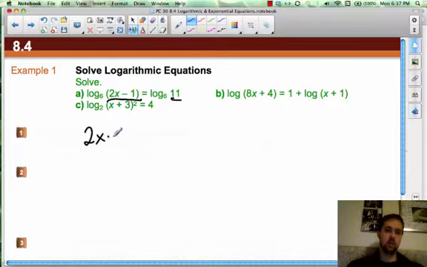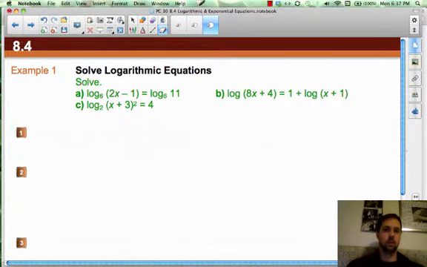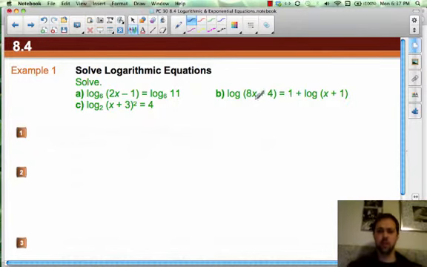2x minus 1 must be equivalent to 11. So we simply add 1, 2x equals 12, and then divide by 2, and x equals 6. And that's it for that one. Let's take a look at B. This one's a little trickier.